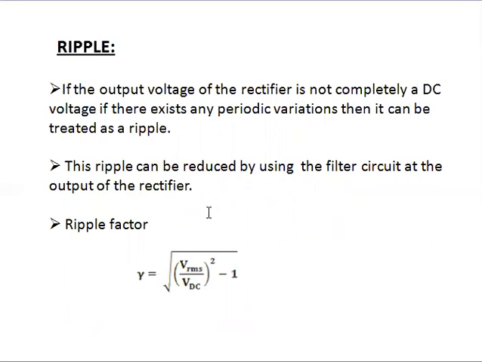The ripple can be measured by using a factor called the ripple factor, which is indicated by gamma. Gamma is equal to the square root of (Vrms divided by Vdc) whole squared minus 1. Here Vrms is nothing but the RMS voltage of the rectifier, and Vdc is nothing but the output DC voltage. So this is the formula for the ripple factor.